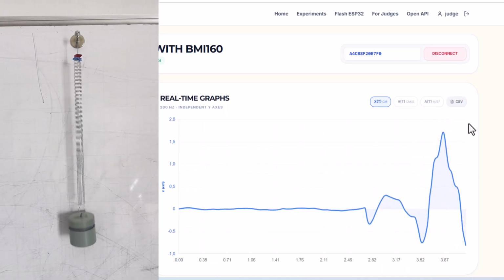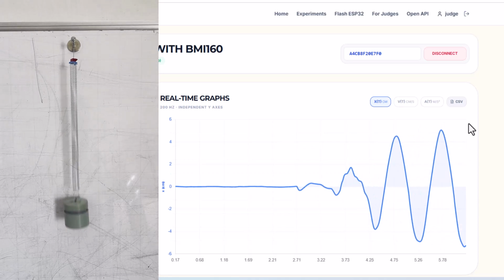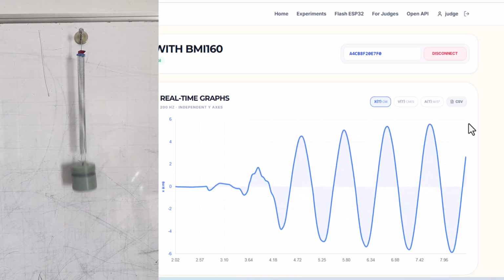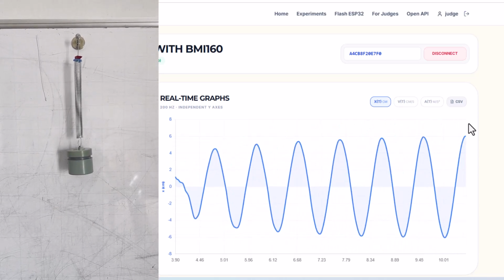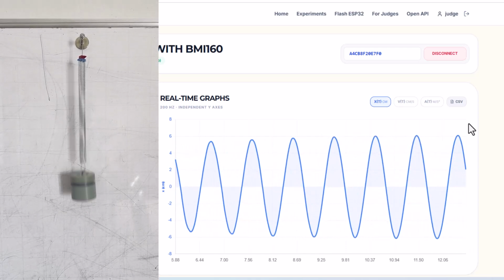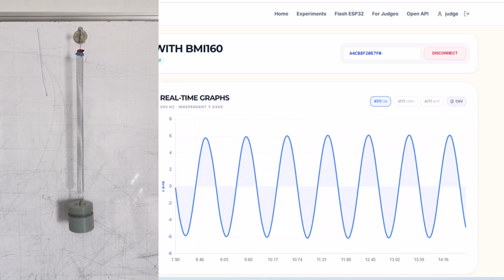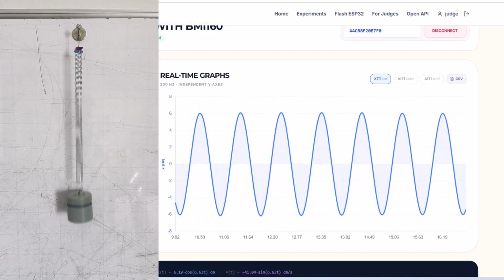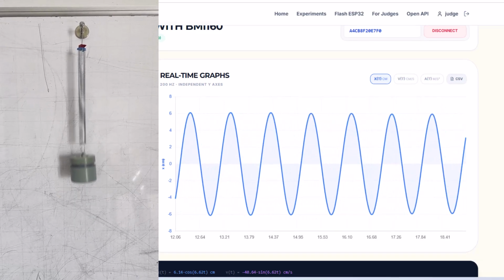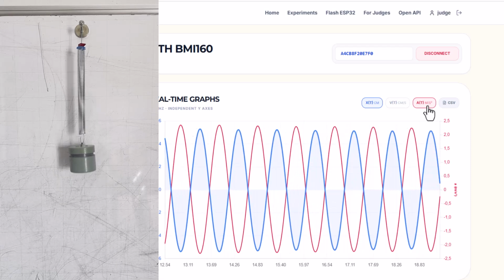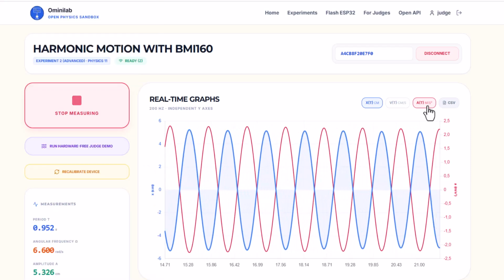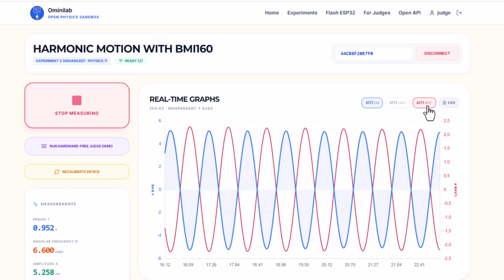We are using a simple spring and mass system, but the magic happens in the BMI 160 sensor. It streams real, unadulterated acceleration data at 200 Hz through a secure WebSocket relay. Watch as the browser instantly calibrates the sensor noise and dynamically reconstructs the displacement, velocity, and acceleration graphs. This is live physical data, not a pre-programmed simulation.